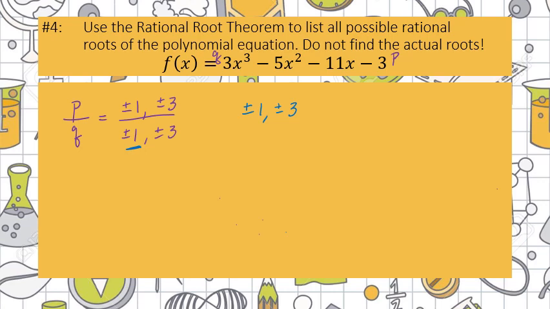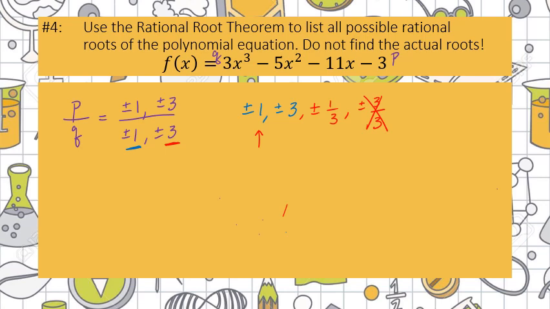Now I'm going to do the same thing, but I'm going to divide everything in all my P factors by 3. So I have 1 divided by 3, that's 1/3. And then I also have 3 divided by 3. 3 divided by 3 I could simplify into 1, but 1 is already listed right here. So this one right here, we're just going to cross out. I don't need it because it was already listed.